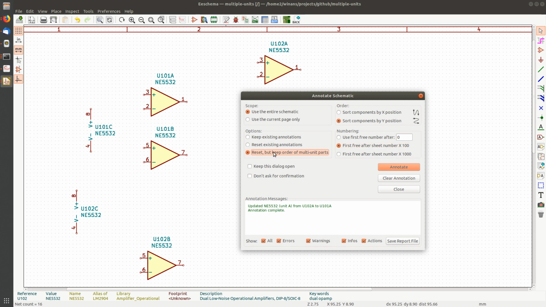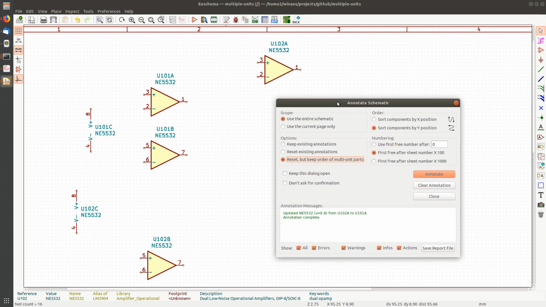What this really means is, don't do what just happened, right? It says, look, if I say keep the order, what I'm really doing is saying keep the groupings. All right, I've got 102A, 102B, and 102C over here right now. And I've got 101A, B, and C. These three are one physical device, and these three down here are one physical device.